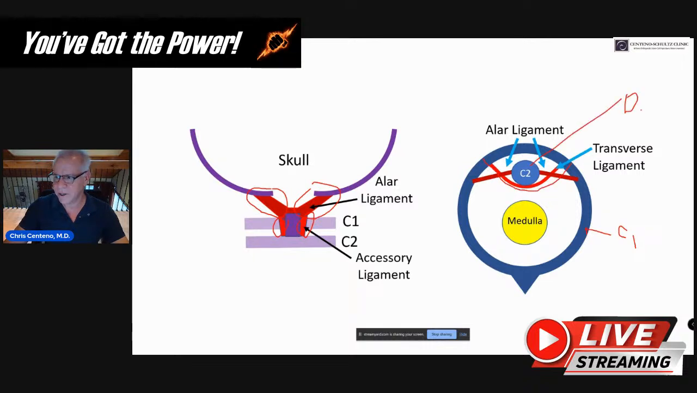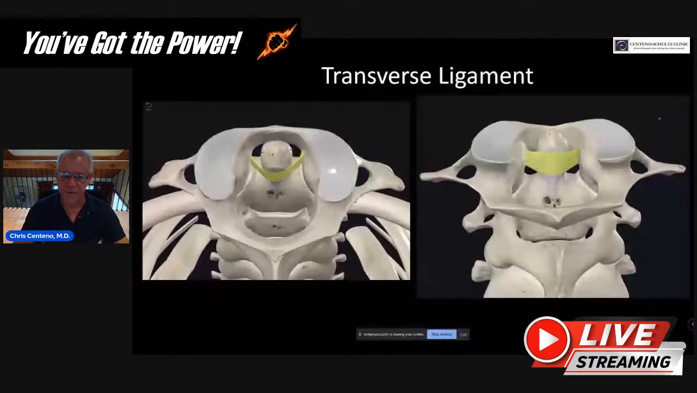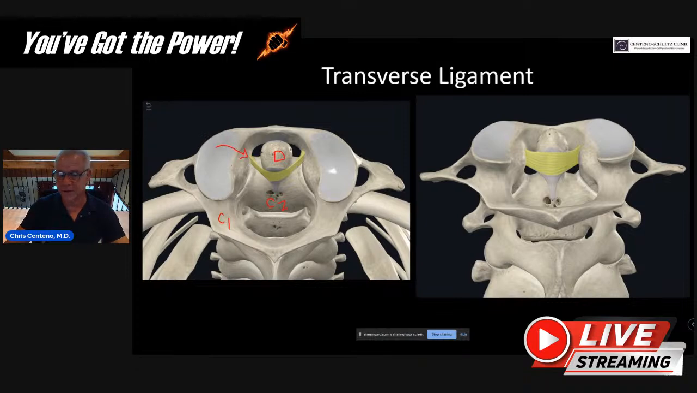And so the C2 here is the dens. So it keeps that dens up against C1, or the atlas, and that's its primary function. Now, I've drawn some things here very simply and oversimplified it to show you what all of this looks like. If we go into the body, it tends to look more like this, although lots of things are missing here. But you can see here that this is the dens of C2. This is C1, or the atlas, C2 down there. And then the yellow structure here is that transverse ligament. So you can see how it's holding the dens to the atlas.